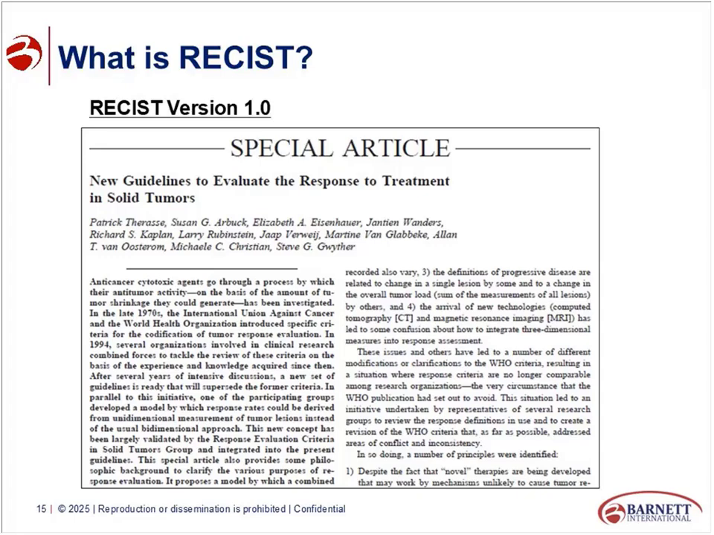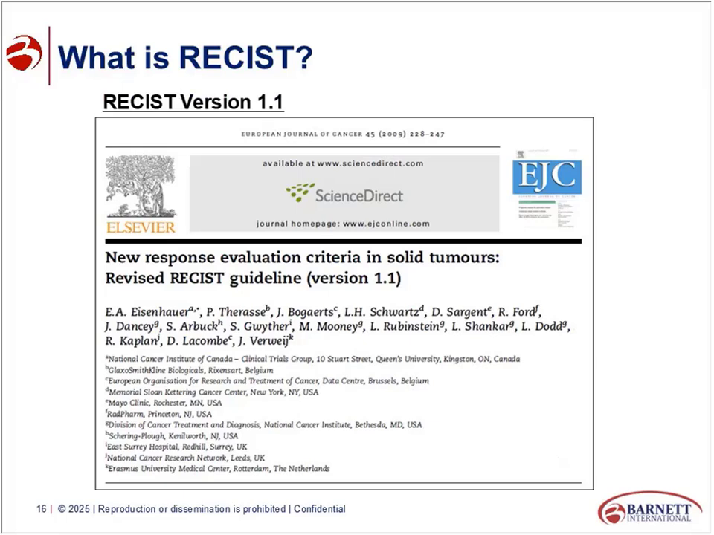So again, the RECIST working group convened to address these questions, and they implemented a formal overhaul of version 1.0, and they released version 1.1 in the European Journal of Cancer in 2009. And this revised criteria incorporated some changes to simplify, optimize, and standardize the assessment of tumor burden in clinical trials.